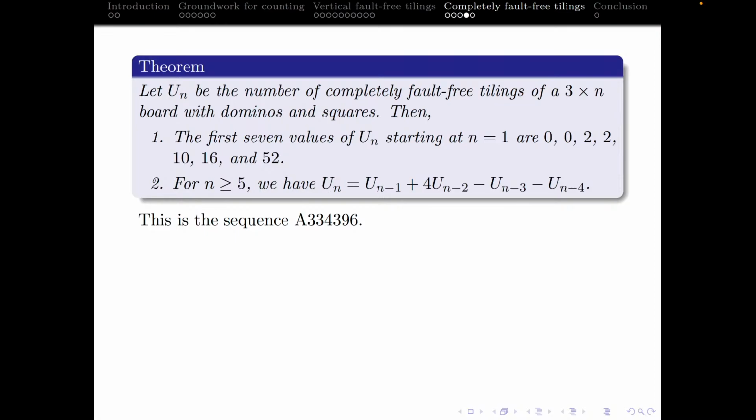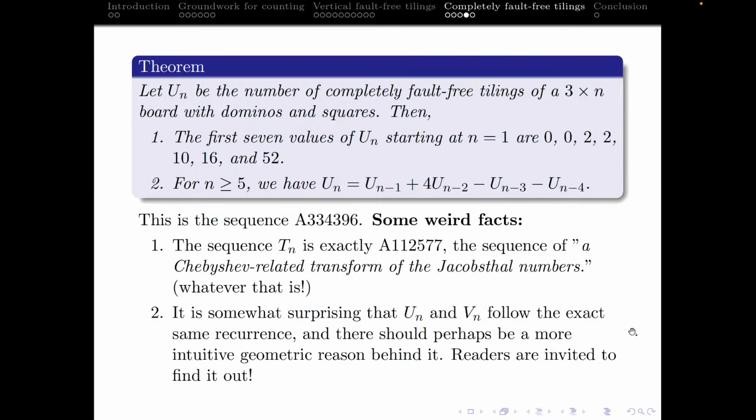There is that, and some interesting, some weird facts now. So this Tn is exactly the same sequence as something which I found named a Chebyshev related transform of Jacobsthal numbers, whatever that means, I have no idea.